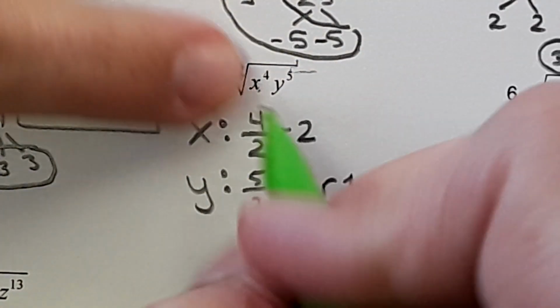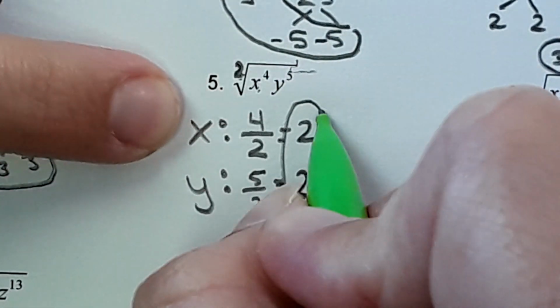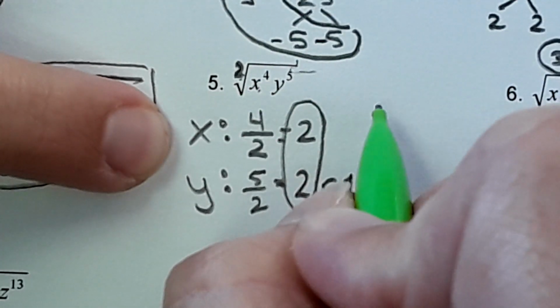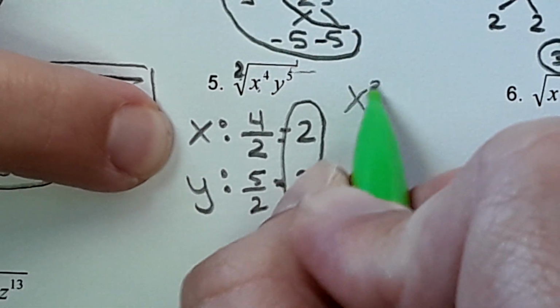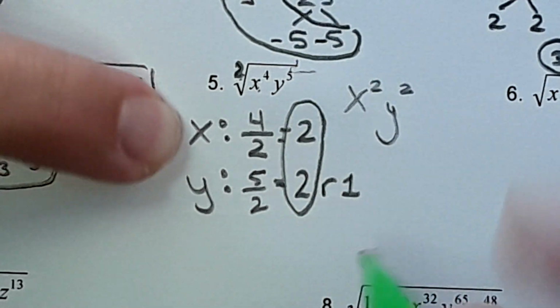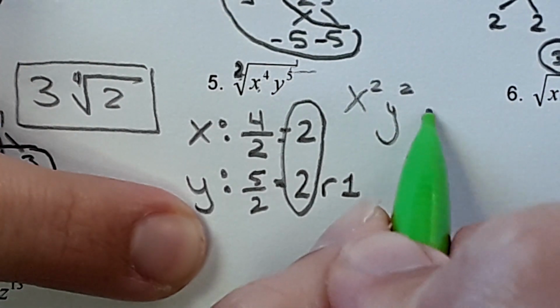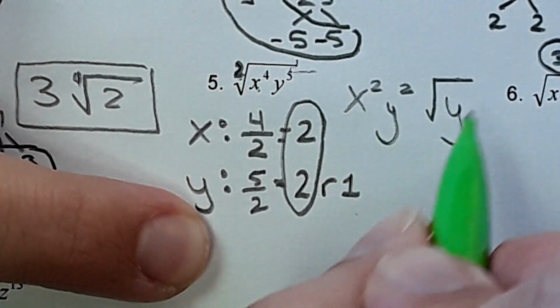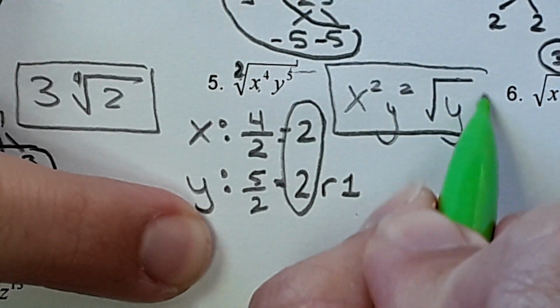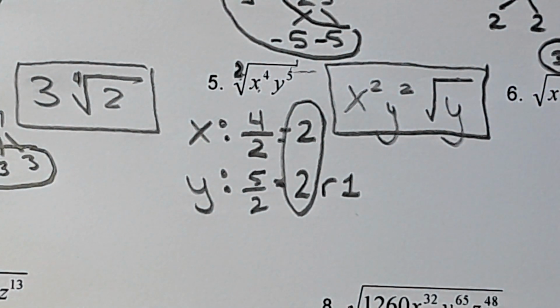Okay, so now what we do is these 2 numbers are what's coming out of the radical. So we have x squared and y squared that come out, and then the remainder 1 is the y that stays inside. Everybody cool with that?